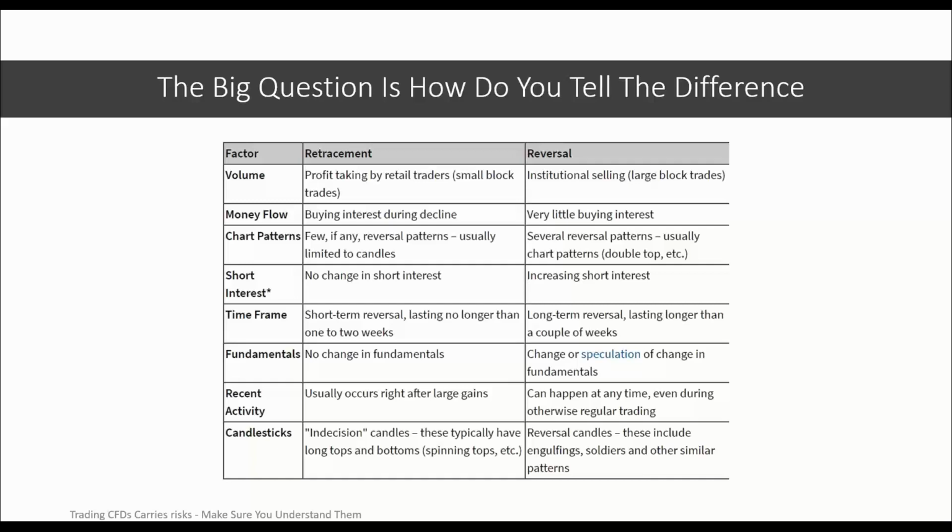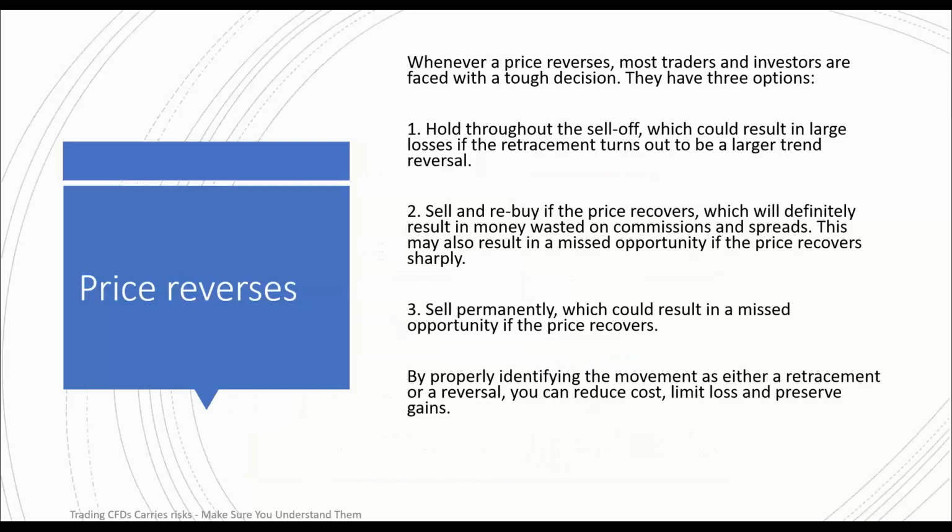Now, chart patterns, like reversal patterns or candlestick patterns, will help you start to see this. If it's a retracement, you might see indecision candles, whereas in a reversal, you might see an engulfing candle or three white soldiers or three black crows, depending on which way it's going. But whenever a price reverses, most traders or investors are faced with tough options, because we're not sure if it's going to reverse and come back up and reform that trend, or if it's actually just a retracement. So we can hold throughout the sell-off, which could result in large losses if the retracement turns out to be a large trend reversal.